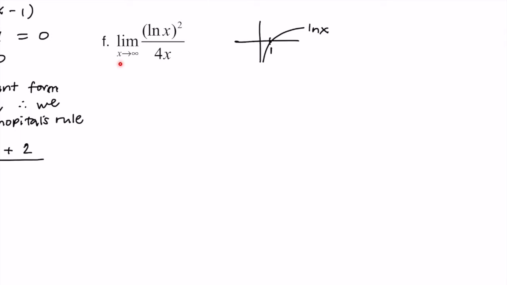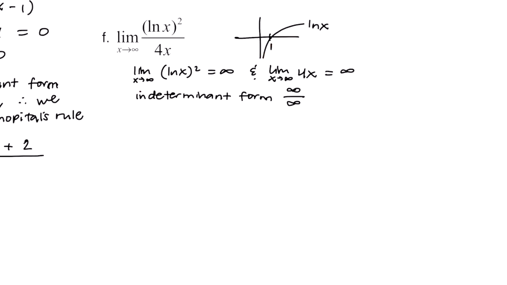This example says the limit as x goes to infinity of ln of x quantity squared all over 4x. And again, I drew the graph for ln of x. When you take the limit of the numerator, it's going to equal infinity because the graph is going to grow without bound, so then when you square that, it's going to continue to grow without bound. When you take the limit of the denominator, you also get infinity, so this limit is of indeterminate form infinity over infinity, and we can apply L'Hopital's rule.